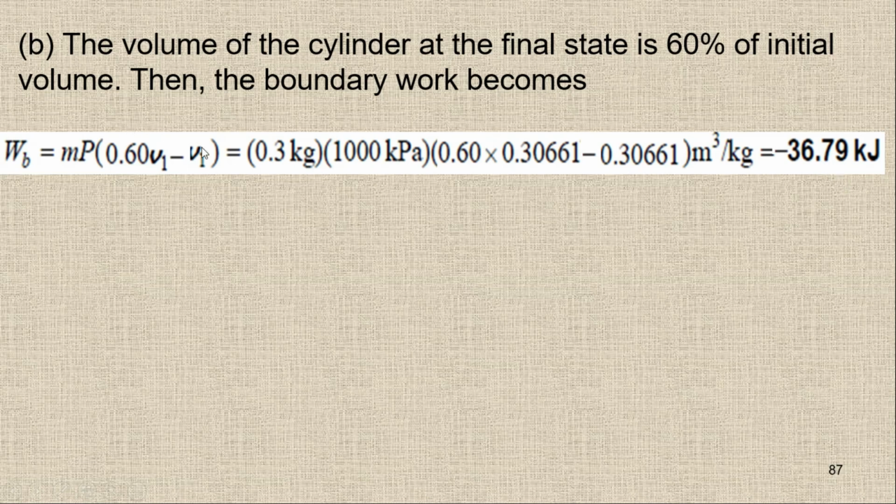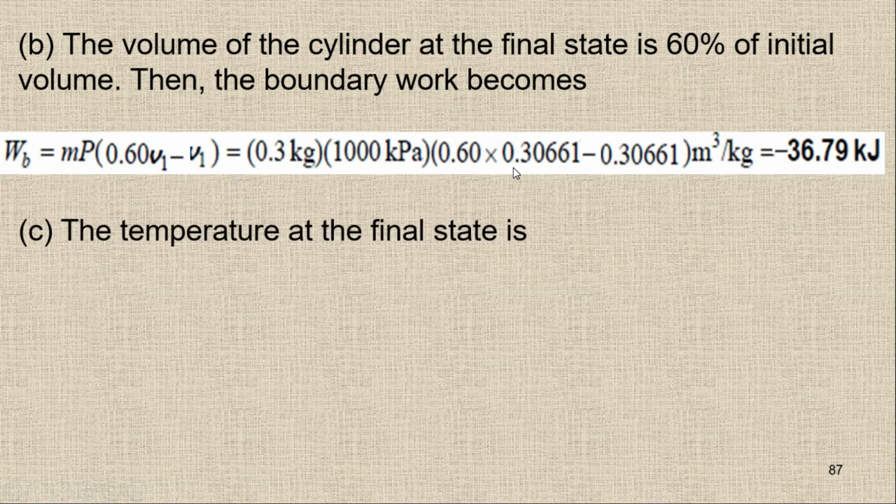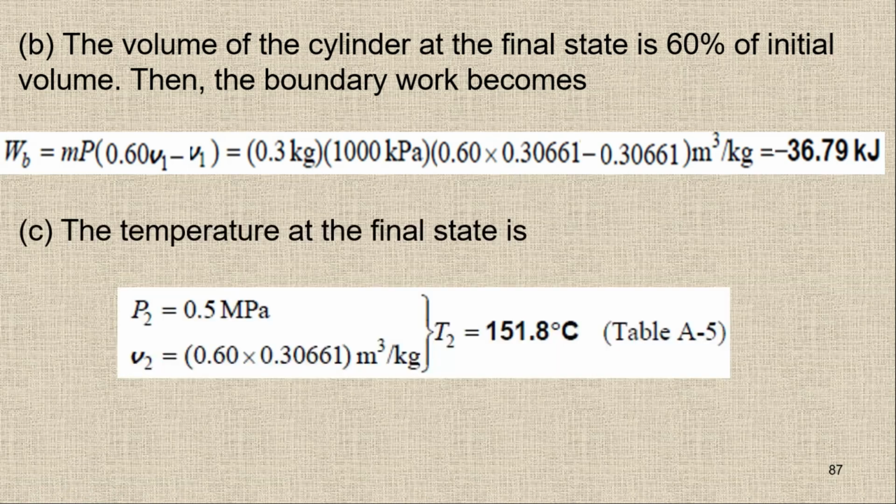So this is the boundary work, but the issue is, what is the temperature at this state? Because we don't know the temperature at this state. Right now, if I'm going to check the volume at point number 2, which is 0.6 times 0.30661, I will get around 0.184, and the given pressure is 500 kilopascal.